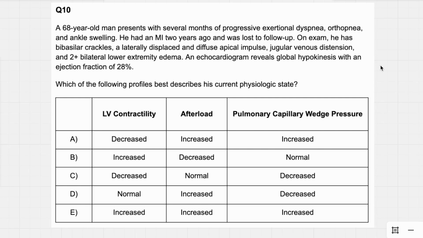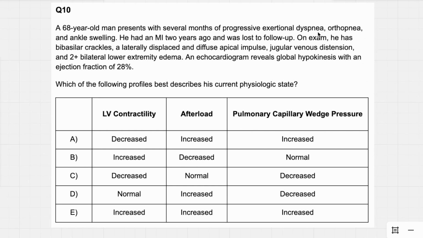A 68-year-old man presents with several months of progressive exertional dyspnea, orthopnea, and ankle swelling. He had an MI 2 years ago and was lost to follow-up. On exam, he has bibasilar crackles, laterally displaced and diffuse apical impulse, JVD, and 2+ bilateral lower extremity edema. And echo reveals global hypokinesis with an ejection fraction of 28%. Man's is not doing okay.